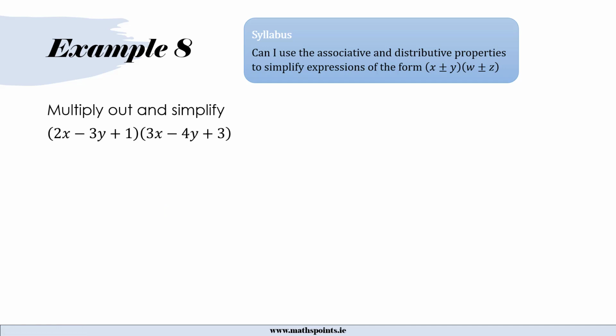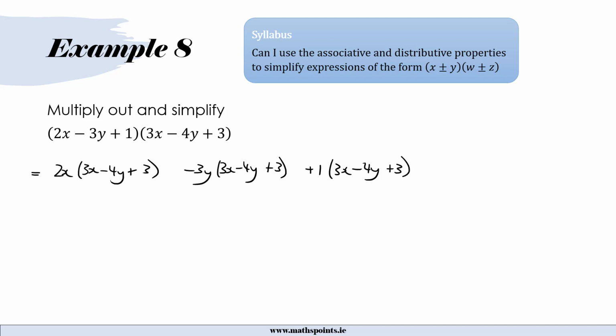So how do we open this up? Well, we're going to do it in the same fashion. We're going to multiply every term in the first bracket by every term in the second bracket. So we're going to multiply 2x by 3x minus 4y plus 3, then minus 3y by 3x minus 4y plus 3, and then plus 1 by 3x minus 4y plus 3. So when I open up the first bracket here, I actually have 3 terms to spread out across the width of my sum. And then I put down the second bracket multiplied by each of those things.